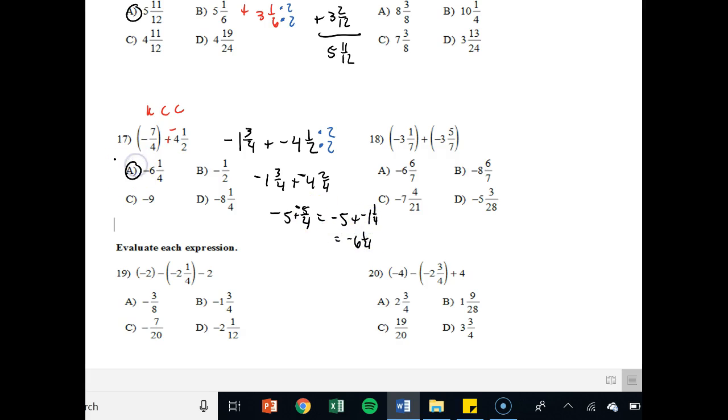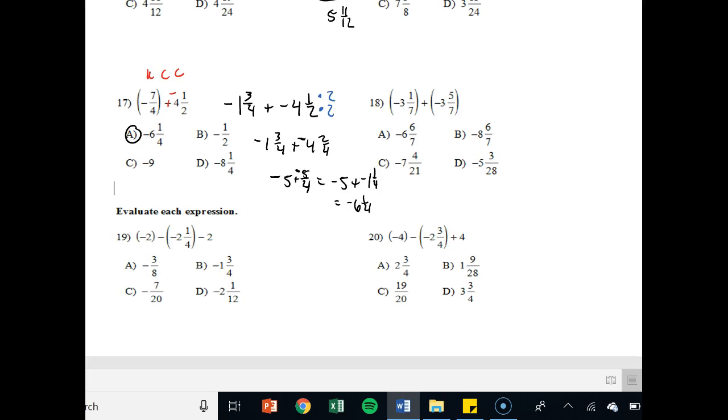So A. All right, last one, 19, again, KCC, and this is really where you want to see the trees through the forest. There's something about this problem that's going to make it a lot easier, KCC, and hopefully you see it right off the bat, right? A negative 2 plus a negative 2, that's not 0, that's negative 4, right? So it becomes negative 4 plus 2 1/4.